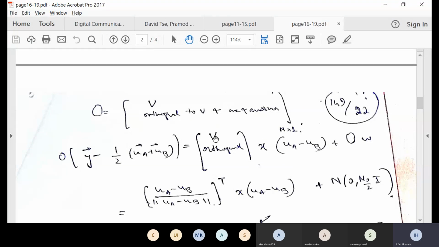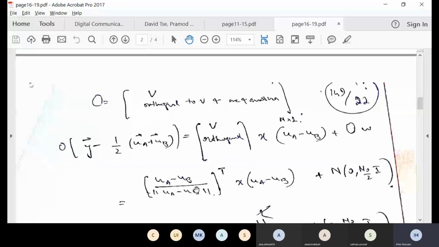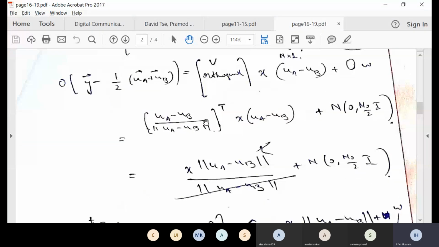So what is V? You can see that V is actually UA minus UB over its norm. This V we have just found. It is in the form of a row, so I will write its transpose. Once you do its multiplication, this will become UA minus UB mod square, and this is mod, so this cancels. So just X into UA minus UB. But all the other rows are orthogonal to this, so they will give you 0. Not written, but you can just see they will all be 0.